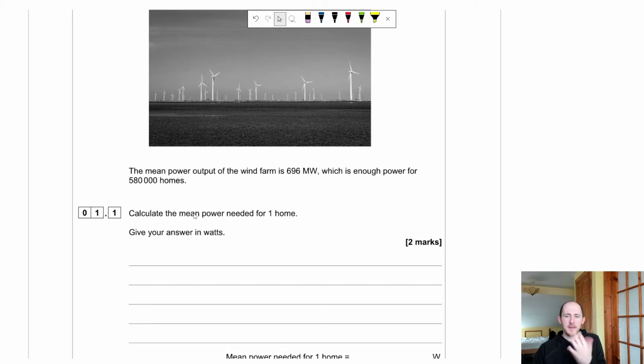Now, the word mean, you can kind of ignore it in almost all cases when it comes to GCSE science, because even though it does have a meaning, all they're asking you is how much power is needed for one home. Well, they've taken these 580,000 homes and added up all of their power requirements, and they got 696 megawatts. So all we need to do is take this number and divide it by the number of homes, because that will be, on average, the amount of power each home uses.